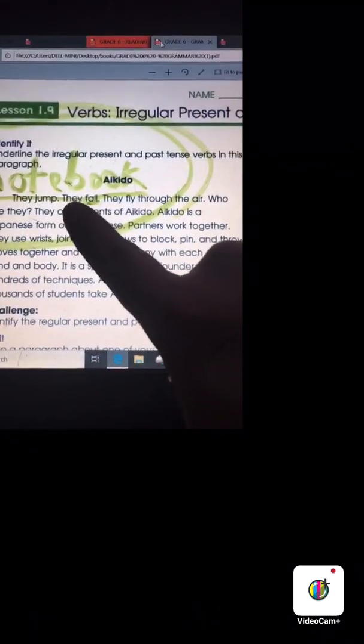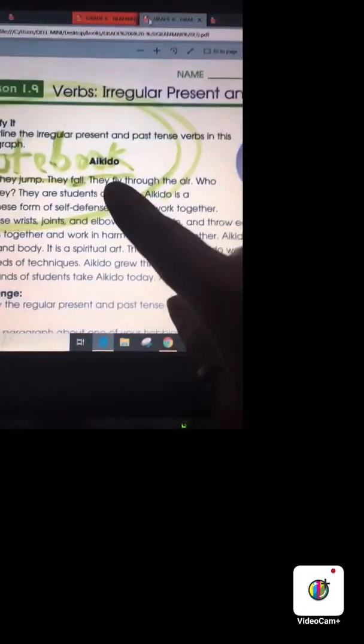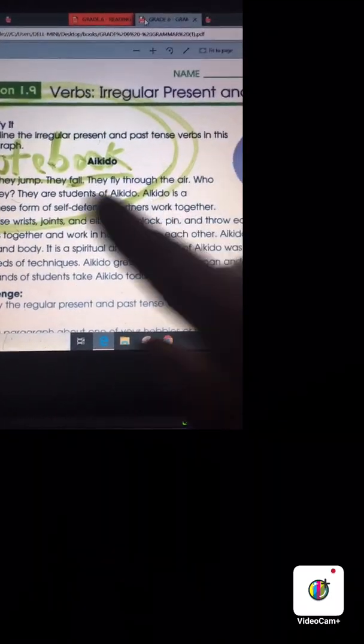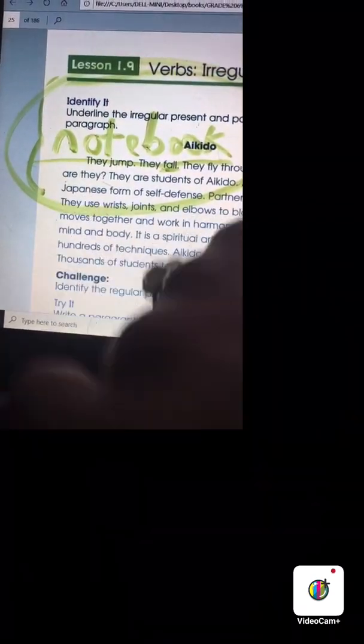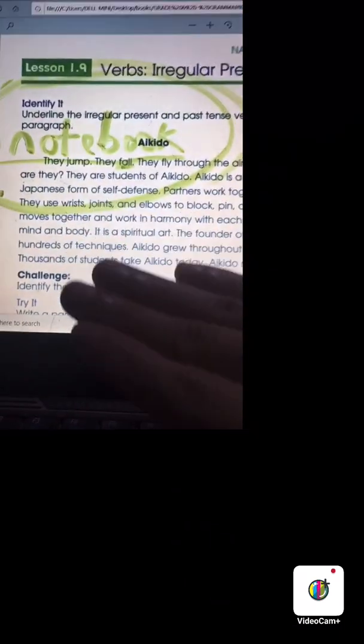For an example, they fall and then fell. Excellent, irregular. They fly and then flew. Oh, flew is irregular. I underlined it. Through the air, who are they? Are and were? Irregular. Excellent. They are, again, are and were? Irregular. I underlined it. So you are going to underline all the verbs that are irregular, all the verbs that are not verbs that you just have to add ed to make them into past, okay?